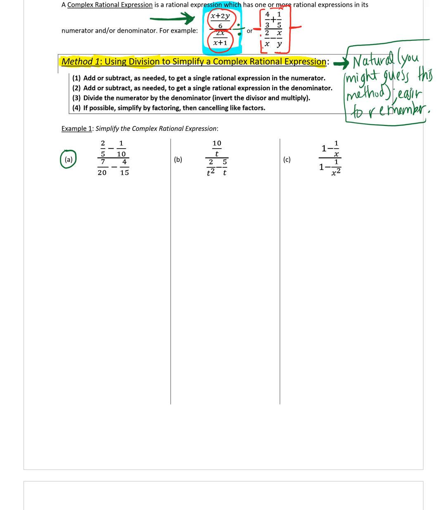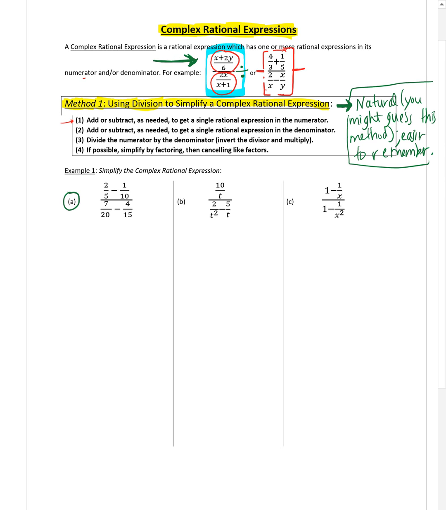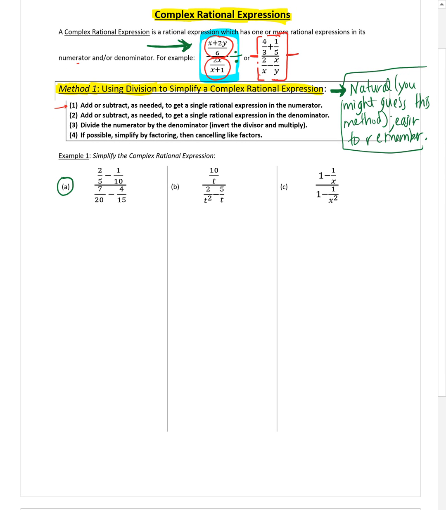Before you try to convert this to a division problem, you first have to combine any fractions that are within the numerator, and combine any fractions that are within the denominator. So we'll do that first. Step 1 says you want to add or subtract as needed to get a single rational expression in the numerator.